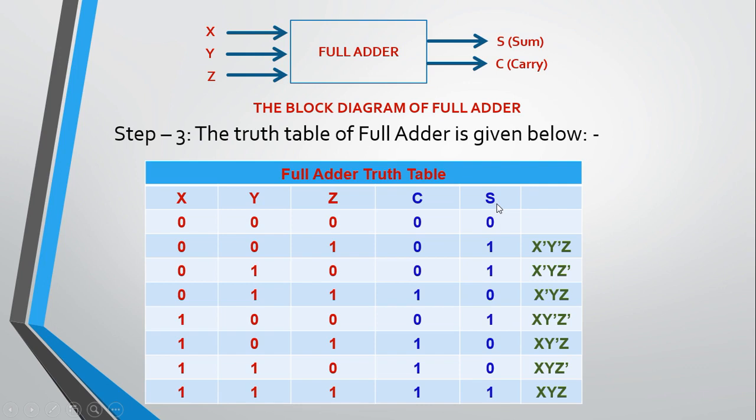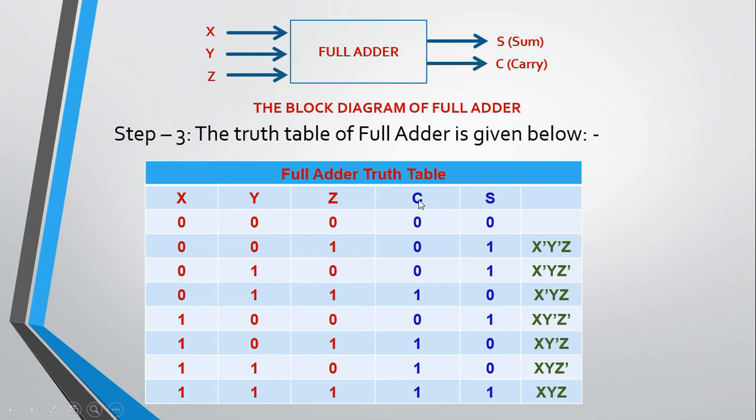Now in the Boolean function of s, from the truth table tell me the Boolean function of s, how will you form? You need to write combinations where value equals to 1. That means s equals to x' y' z plus x' y z' plus x y' z' plus x y z. This is the Boolean function for s.